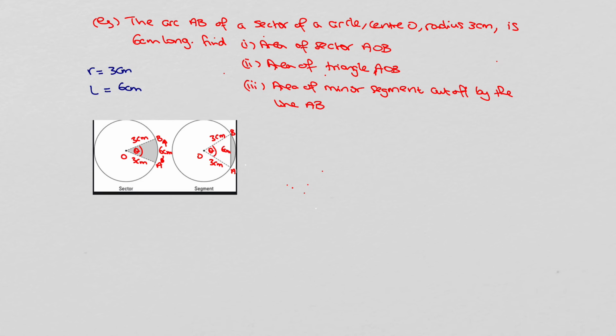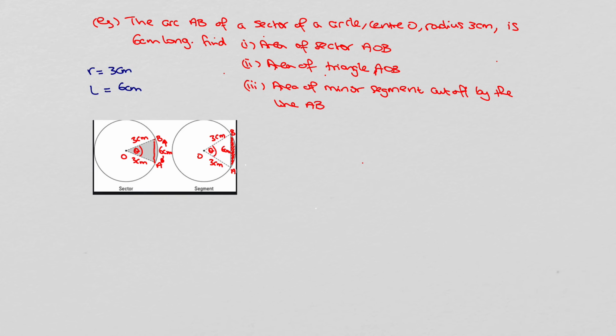But then if we look at removing the triangle from the sector, what we're left behind with is this shaded region here. And that shaded region is our segment. So we have to find the area of this minor segment, the small segment, cut off by the line AB. It's quite easy, because what we're really going to be doing is finding the area of the sector, the area of the triangle, and subtracting to get the area of the shaded region left behind.